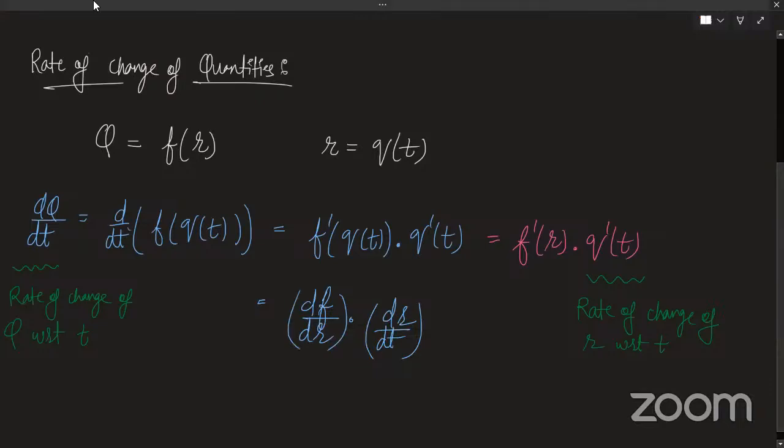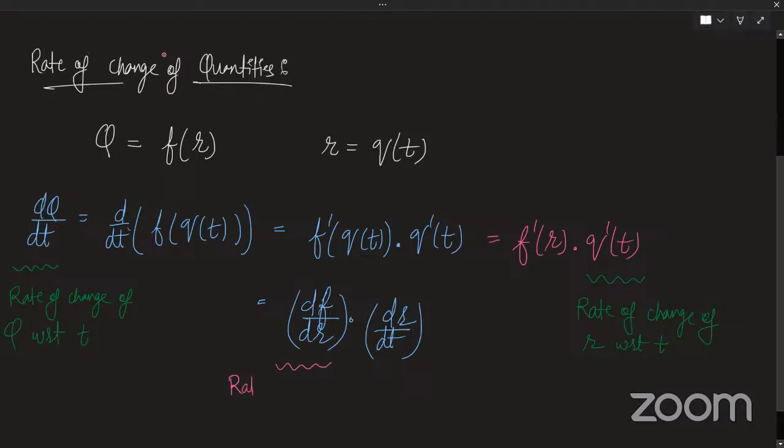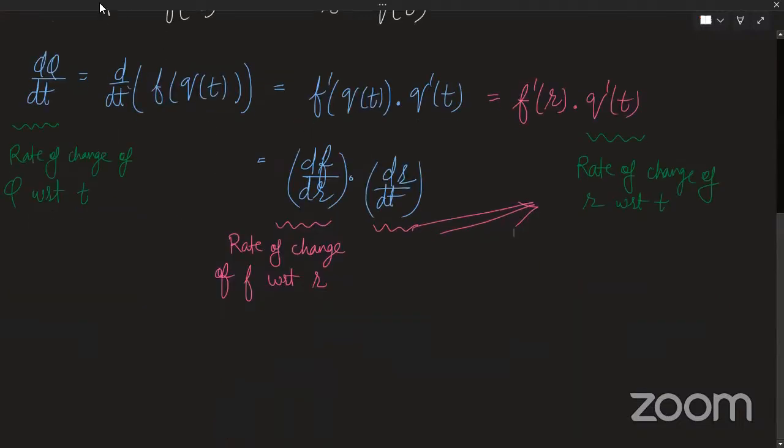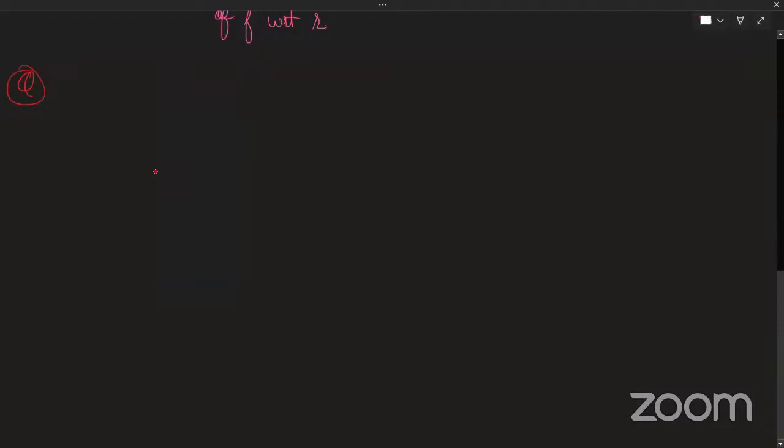So df by dr would mean the rate of change of f with respect to r. And this thing would mean rate of change of r with respect to t. So this is what we are going to do basically. So let us just try a basic example in order to understand this. Rate of change of quantities. So let us just assume that you have a circle.